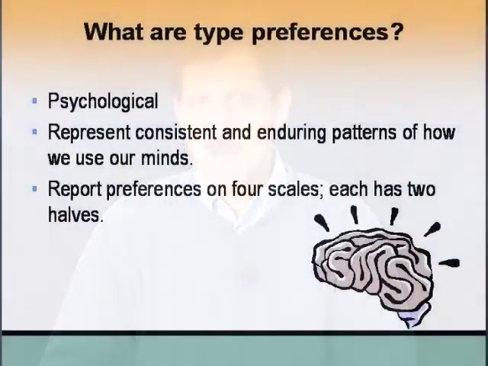First of all, the Myers-Briggs Type Indicator is based on Carl Jung's personality types. It provides you with some information on your key preferences, tendencies, and characteristics, but not all of them. Ultimately, you're the one who chooses whether the results sound like you or not. Now, what are type preferences? Well, they're personality attributes. It's psychological, and represents an enduring way of looking at how you use your mind.